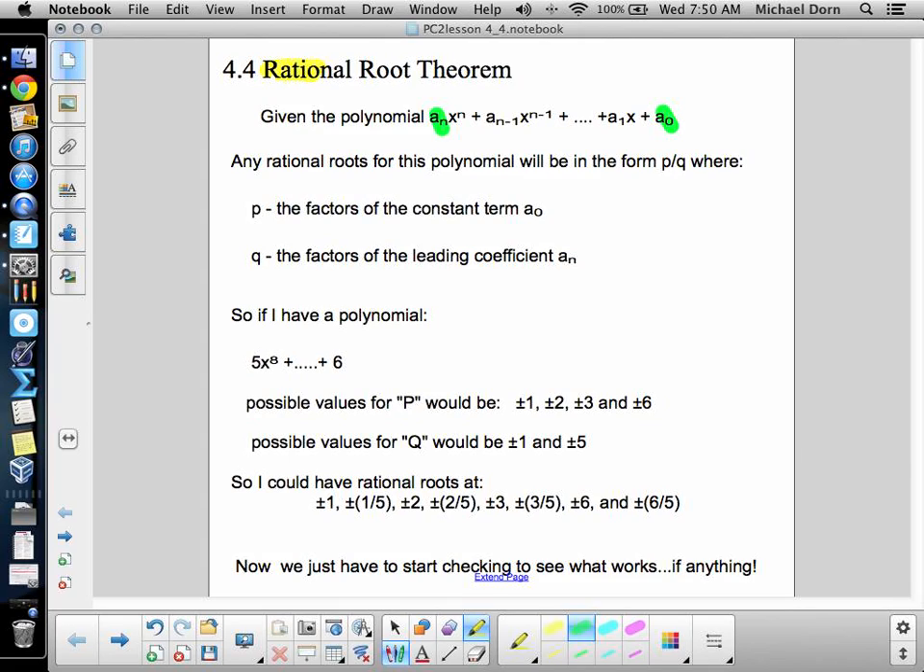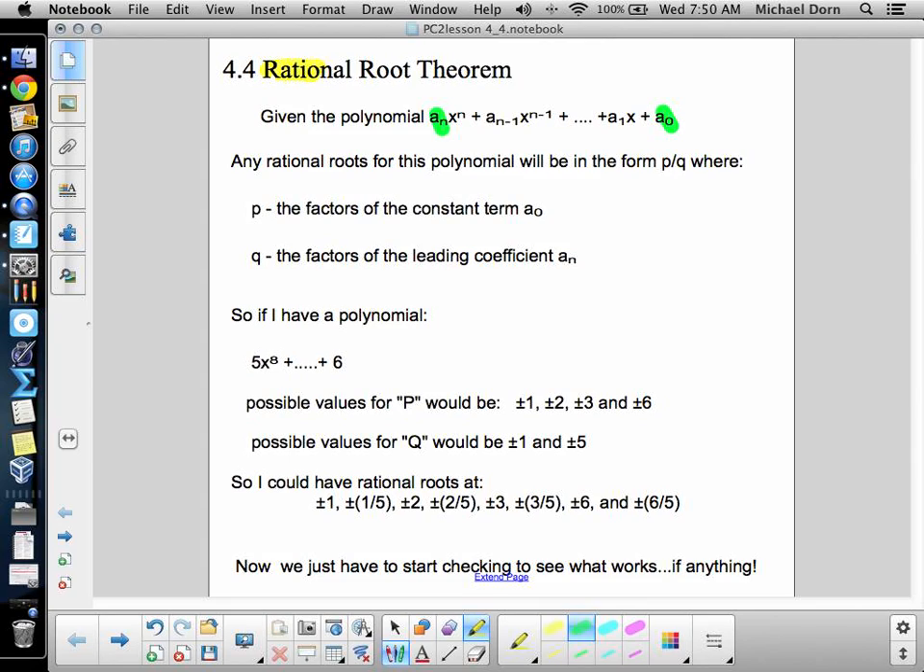So basically, any rational roots for this polynomial will be in the form p over q, where p are the factors of a naught, and q are the factors of the leading coefficient, a_n. So if any rational roots exist, that's where they're going to be.